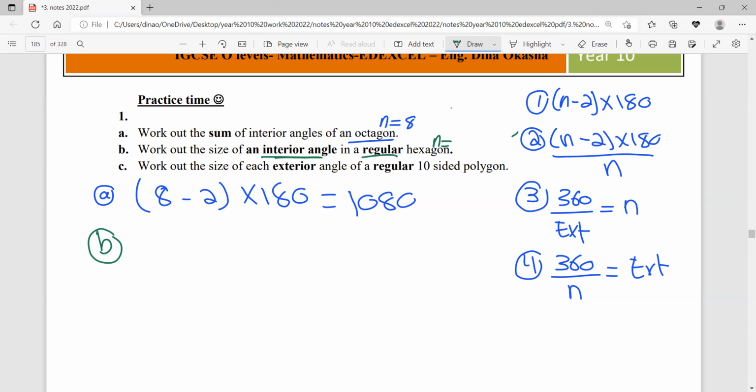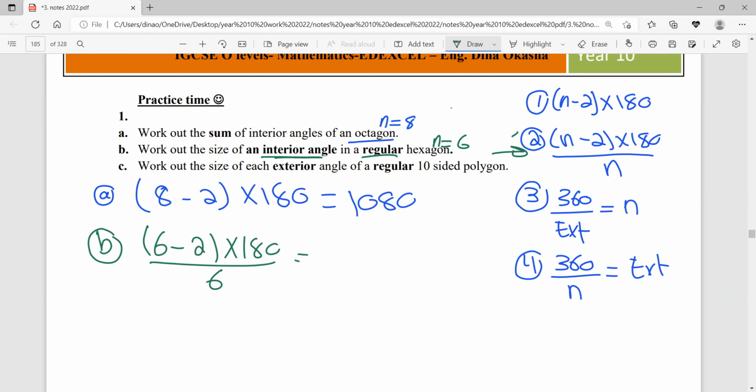The n is equal to 6. Okay, so here it asks me to work out the value of an interior angle. Since it asks for just one angle, I'm going to use rule number 2. n is the number of sides, so I will just substitute n with 6. So 6 minus 2 times 180 over 6. One step on the calculator straight away.